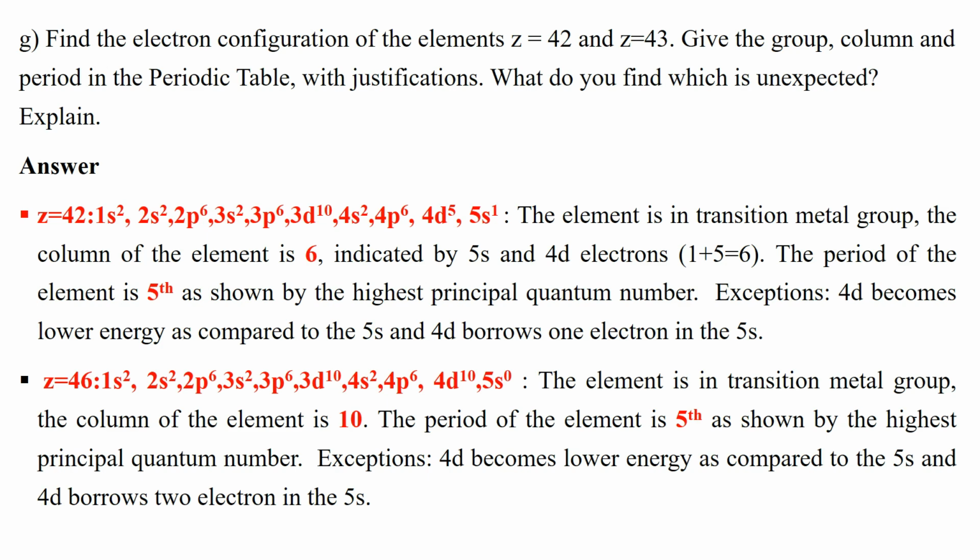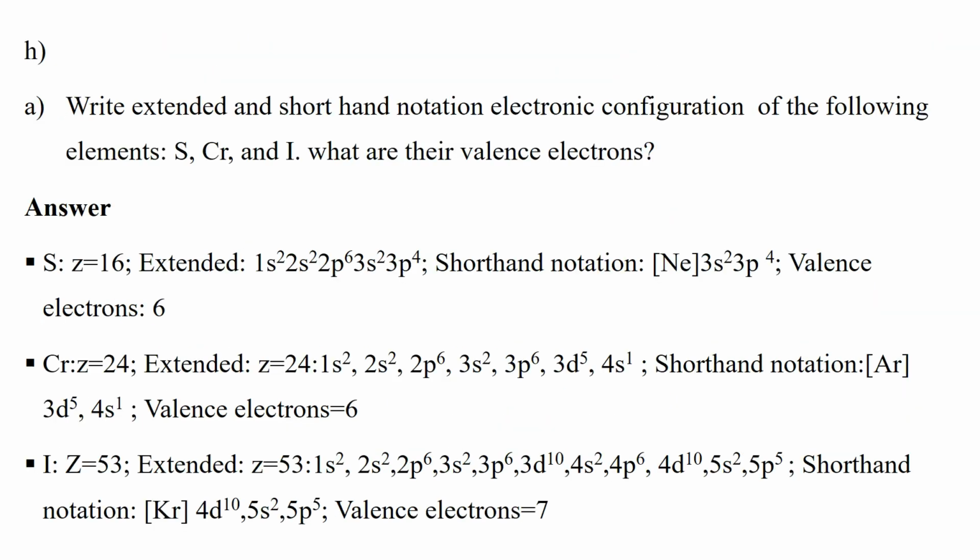Write extended and shorthand notation electronic configuration of the following elements. We have sulfur, we have chromium, and we have iodine. What are the valence electrons? You can see sulfur extended, then we can see also the shorthand. Valence electrons for sulfur, how many valence electrons are we going to get? We count the ones in n equal to 3, then you have 6 valence electrons.